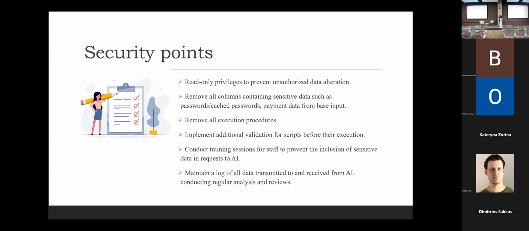Also, it would be good to remove all execution procedures, or not give rights to the user to use them. Implement additional validation scripts before the execution. There are several frameworks which you can use, like LangGraph, a SQL parser, and so on. Also, it would be good to conduct a training session with the staff who will be using this tool to prevent sending sensitive information to AI. And it would be good to maintain a log of all data transmitted and received, to be later checked by a specified person.